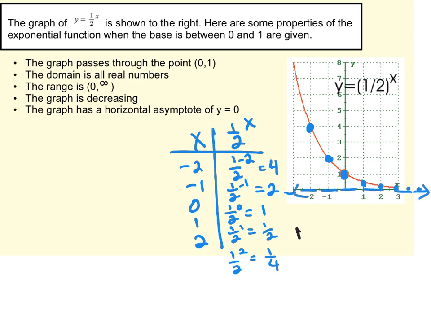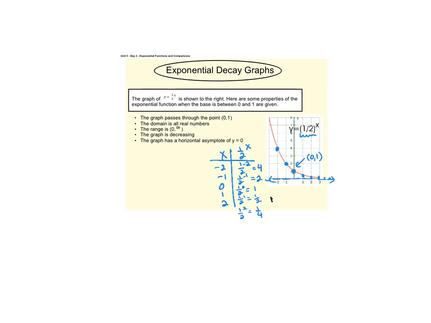Growth and decay both have a horizontal asymptote. They both go through this point, 0, 1. This is decay because the base is between 0 and 1.